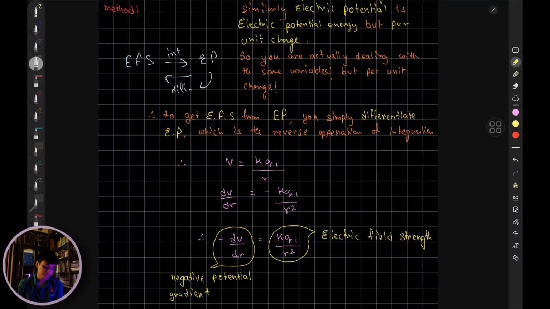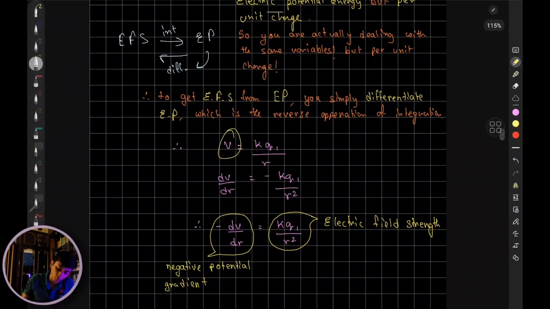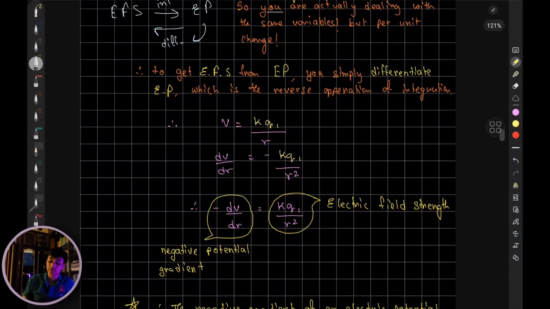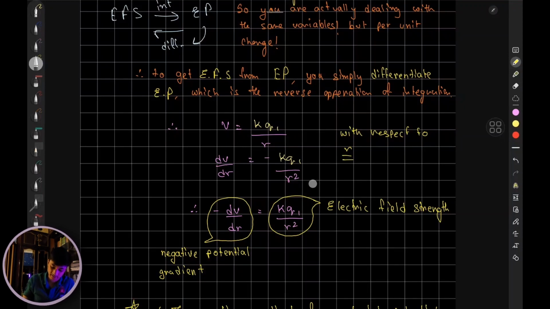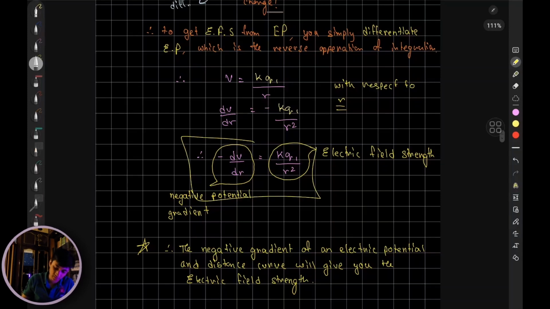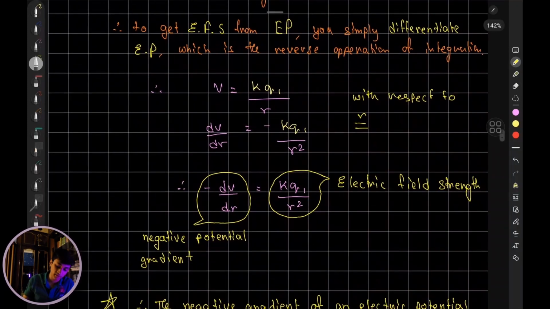Now, how to differentiate? You simply differentiate the voltage with respect to R. By the way, KQ1 is a constant. So on both sides you differentiate with respect to what? With respect to R. Why? Because R is the only variable over here. None of these are important for you. You just need to know that this is the equation you need to know for analyzing the graphs, but I'm just going over the differentiation.